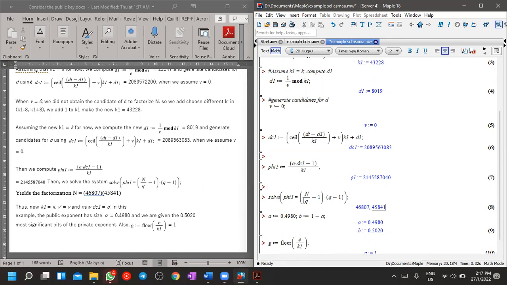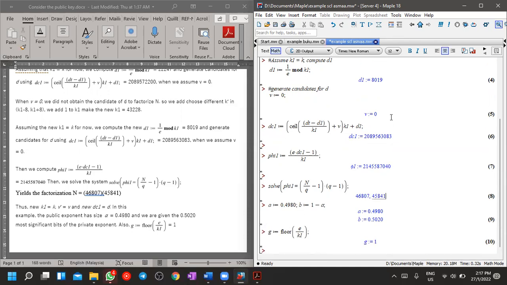So in this example, the public exponent has size alpha equals 0.4980, and we are given the 0.5020 most significant bits of the private exponent. Also, the gamma is 1. So I think that's all from me. Thank you.